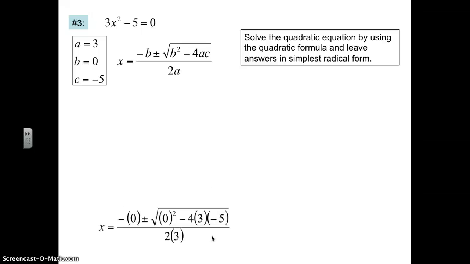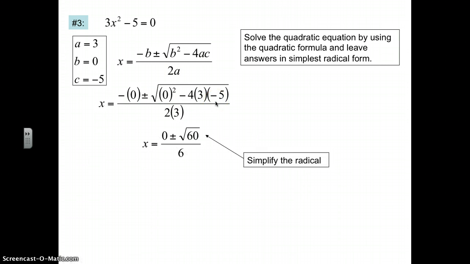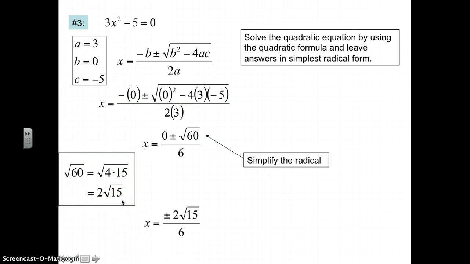Quadratic formula. Substitute in here. Remember, put everything here in my calculator: 0 squared minus 4 times 3 times negative 5. Simplify that radical because I want to find it in simplest radical. So I look for two numbers. 4 times 15 is 60. Good. 4 is a perfect square, which is 2 radical 15.